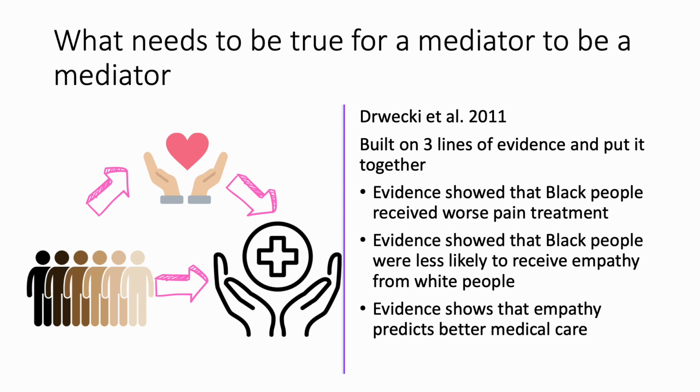Now, the study I am known for used this method. I built my study on racial bias in pain treatment, Derricks et al. 2011, on three lines of evidence. That first line showed that race impacted the quality of pain treatment that Black people received compared to white people. So there was research from the medical world showing that race impacts the quality of pain treatment. Now, within social psychology, there was evidence showing that race impacted empathy.